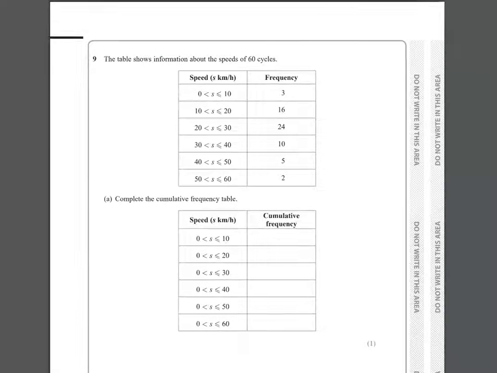Okay, cumulative frequency, we're all pretty good at this. 3, 19 added up as we go along, plus 24 is 43, not make any stupid mistakes. 53, 58, 60. Have I given us a clue that it should be 60? Yes, they have. It's good, so I know that's right.